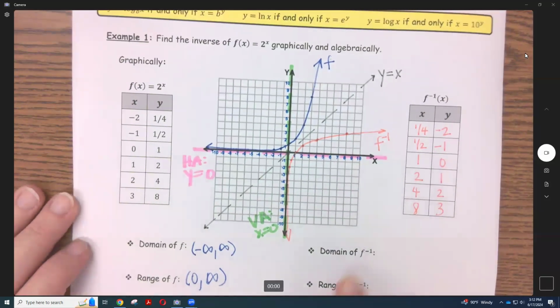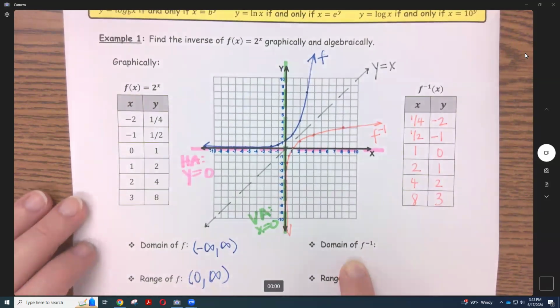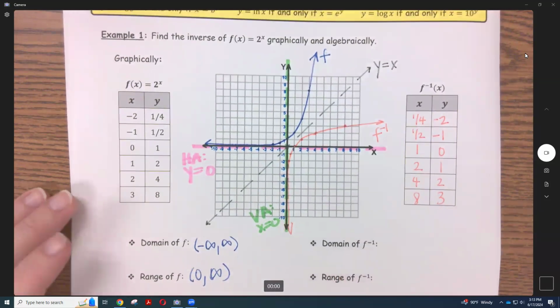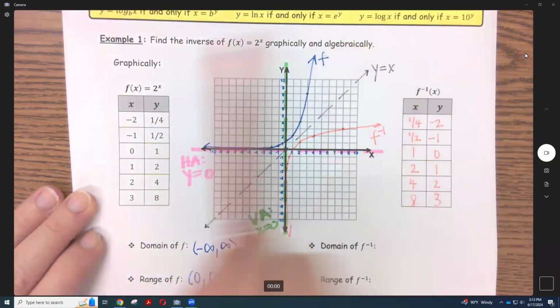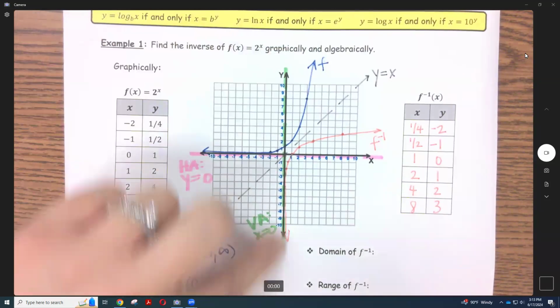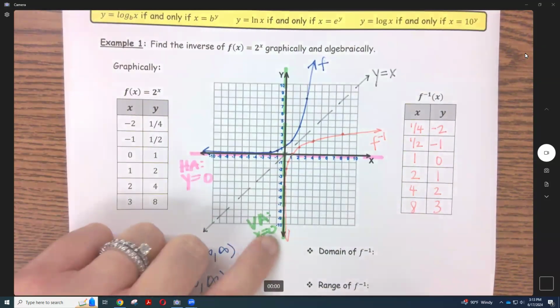So of this inverse function, what is my domain? You can do this one of two ways. As you go from left to right, the first thing that we encounter is this vertical asymptote at 0.